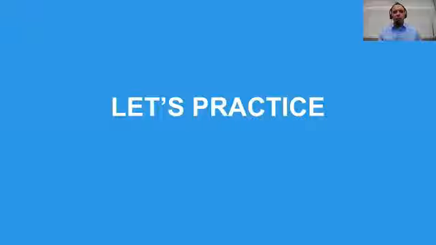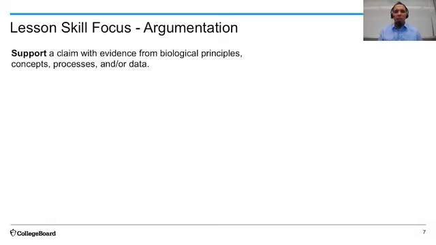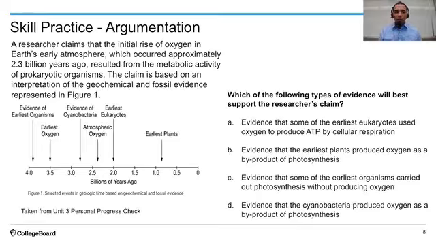So let's do some practice. Lesson skill: argumentation. We're going to support a claim with evidence from biological principles, concepts, processes, and or data. And again, these skills are important for you to do well on the AP exam. So here's our skill practice. A researcher claims that the initial rise of oxygen in the Earth's early atmosphere, which occurred approximately 2.3 billion years ago, resulted from the metabolic activity of prokaryotic organisms. The claim is based on an interpretation of geochemical and fossil evidence represented in Figure 1. I'm not going to go over the image with you, but which of the following types of evidence will best support the researcher's claim?